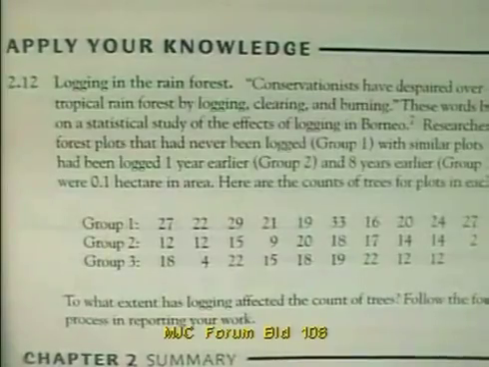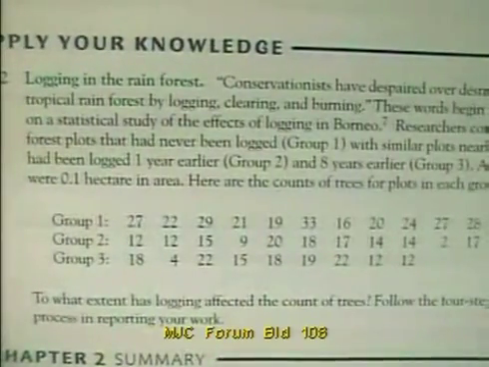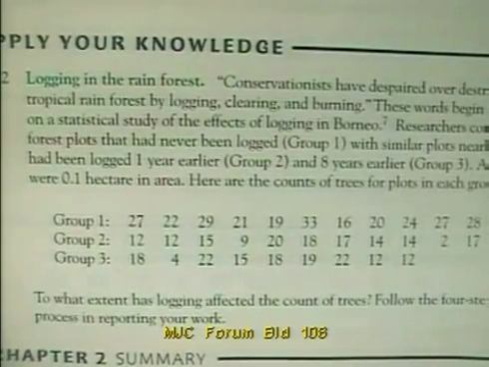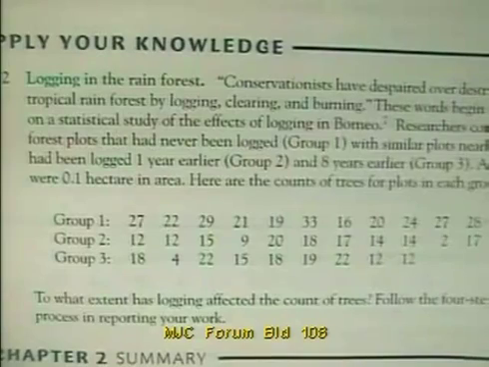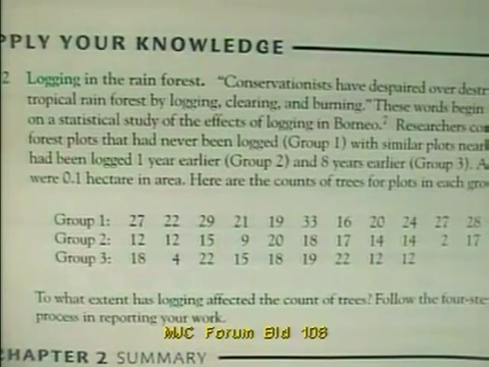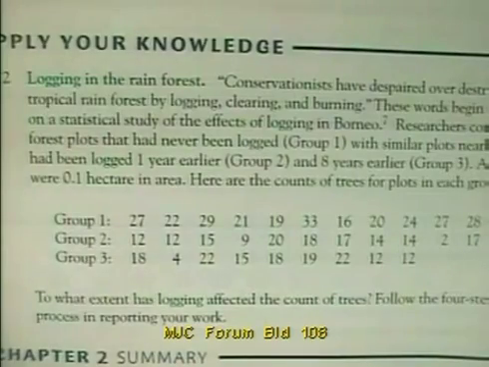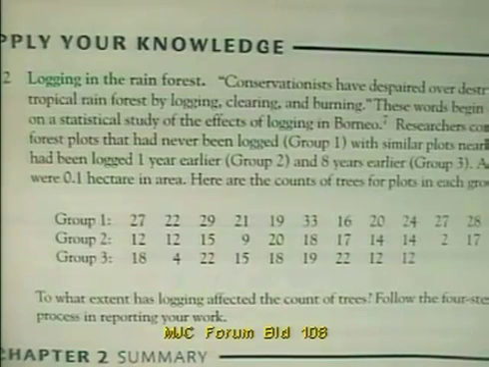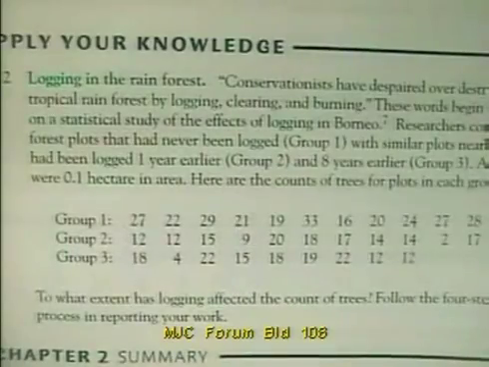So if you look at group 1 and look at the data there, is it fairly clear that that's the group with the largest number of trees? And I think it would make sense that if you take 1 year difference, you aren't going to have so many trees, and 8 years later, have you managed to achieve what you had originally? That's more or less the idea. So you're asked, to what extent has logging affected the count of trees? Follow the 4-step process in reporting your work. And so we just referenced that 4-step process.